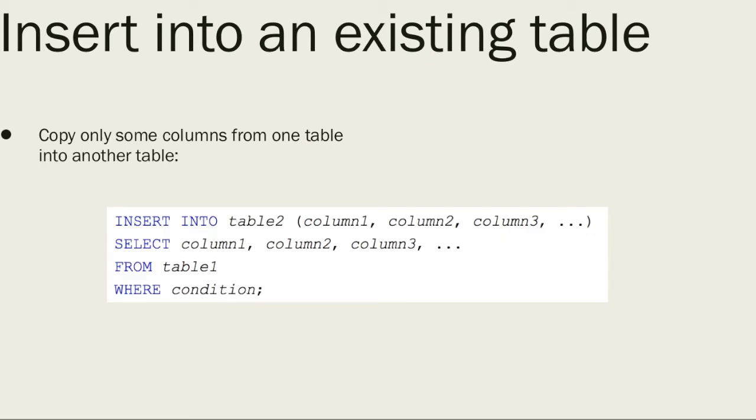Then select only some columns from one table into another table. Insert into table 2, the existing table we want to insert information into. In the parentheses, you can specify which columns you want to insert into. And then select column 1, column 2, column 3, and so on from the other table, and you can have the where condition.